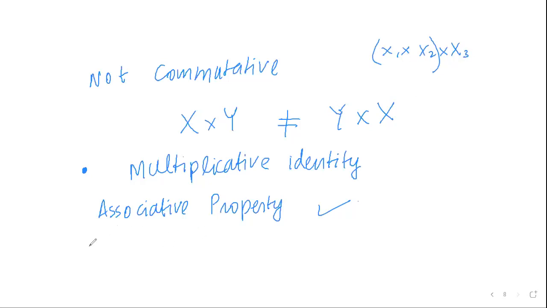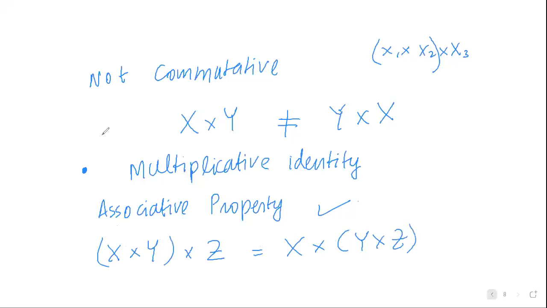ठीक है? तो associative property yes mean अगर आप पहले दो manifolds x cross y का product लें और फिर उसका z के साथ product लें, या पहले आप y और z का product लें और उसका x के साथ product लें, so you will get the same.